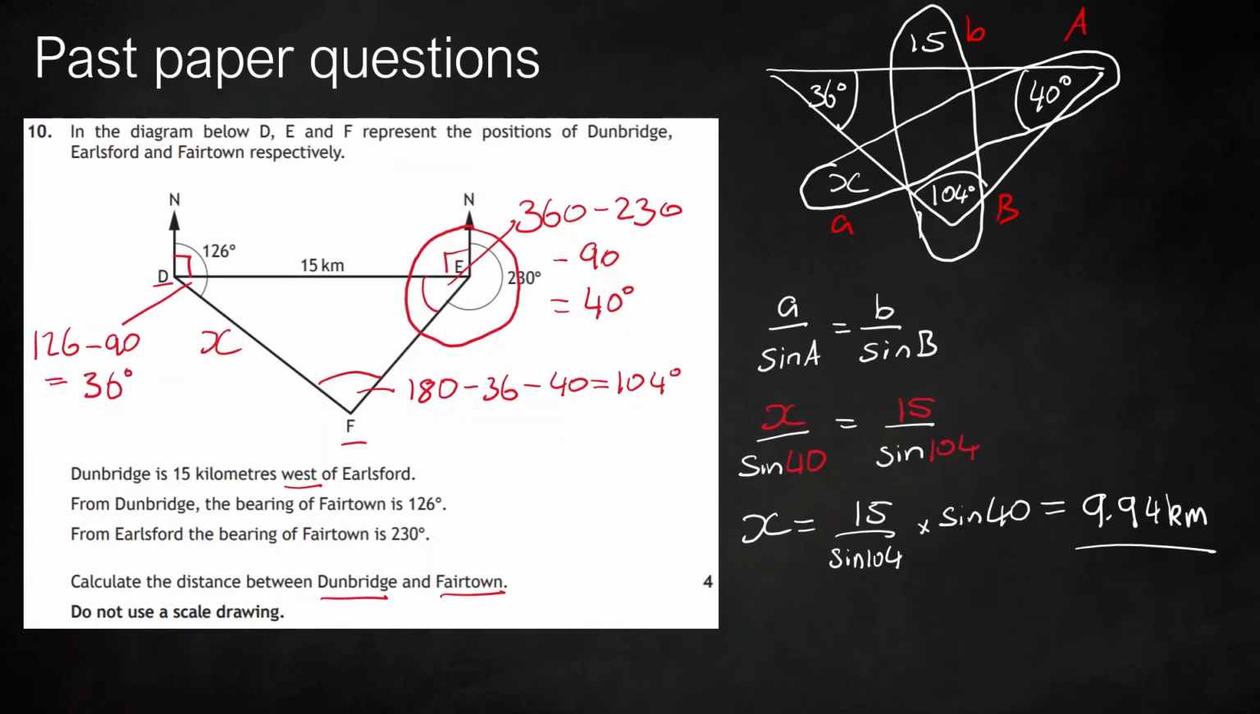And the reason we know that it's in kilometres is because this side here, 15, is given in kilometres, so that means that the other side is also going to be in kilometres. We need to remember to check the question to make sure that we've got the right units. So let's move on to the last example.